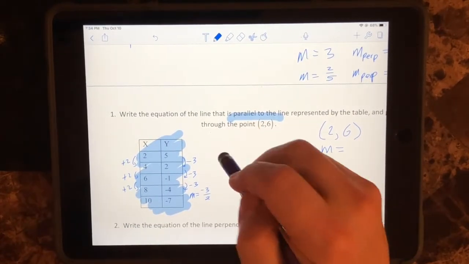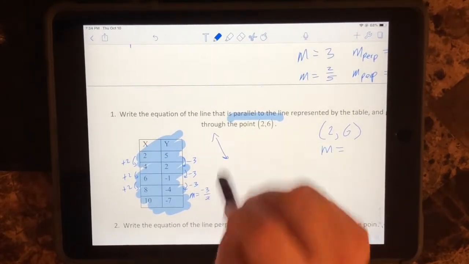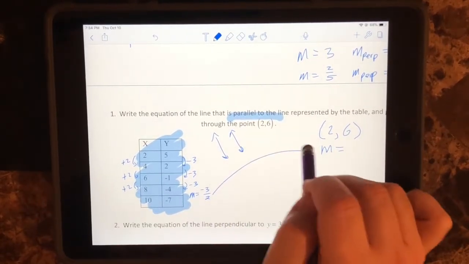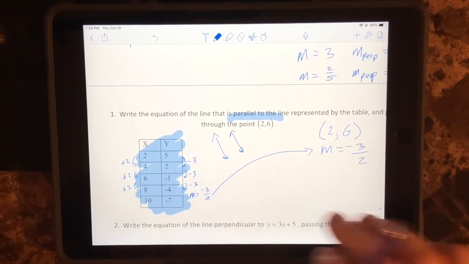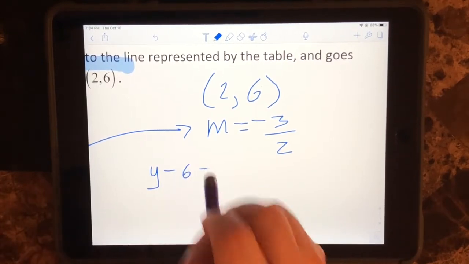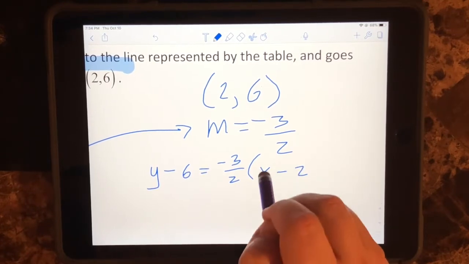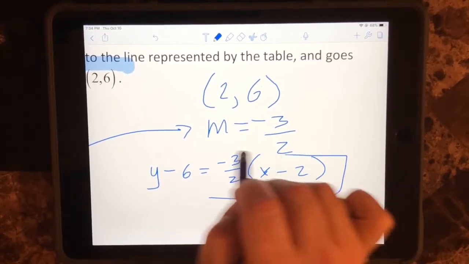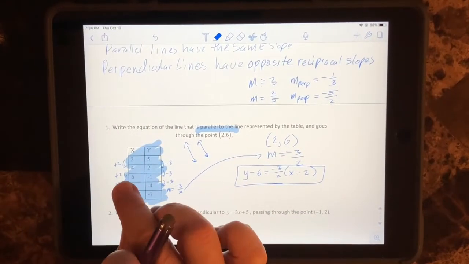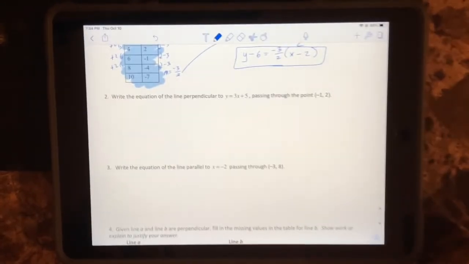Since we're looking for a parallel line, if the slope of this one is -3/2, the slope of whatever line I'm looking for would also be -3/2. Well, once I have a point and a slope, I write the equation. Y minus 6 equals -3/2 times x minus 2. And that would be our answer. This line would then be parallel to the line that's on this table, but go through the point 2, 6. Let's try the next one.